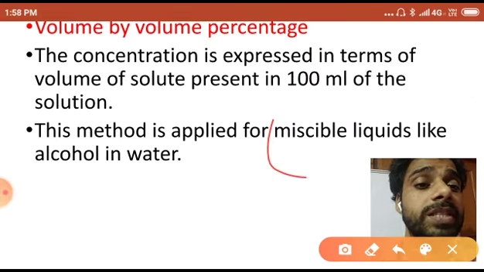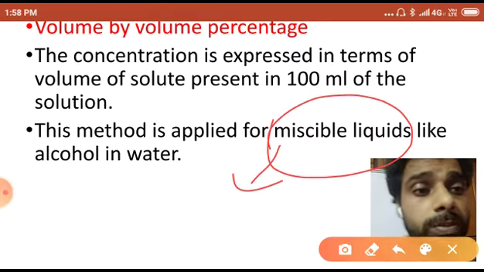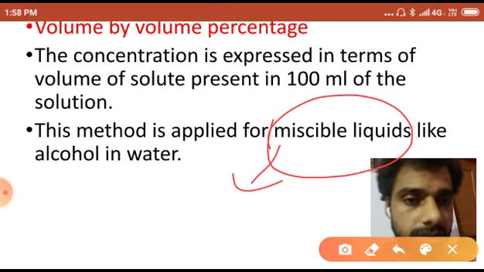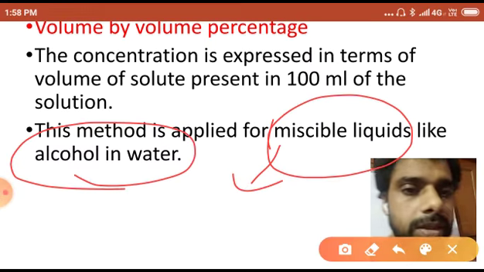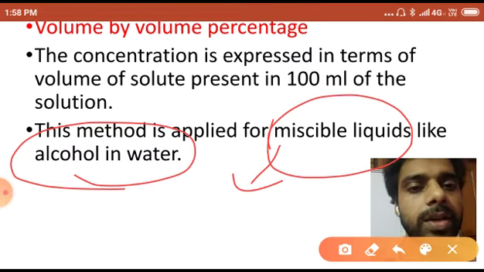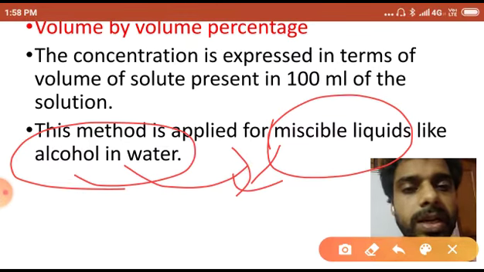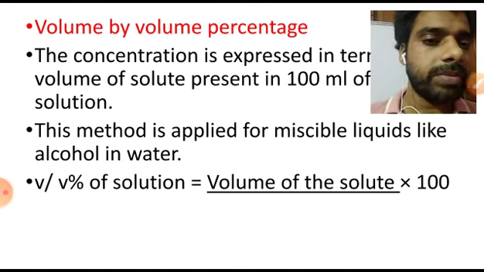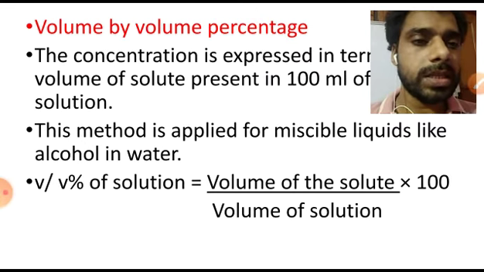What does it mean, miscible liquids? Those liquids, or two or more liquids, which completely mix into one another. Alcohol in water is one example. Glycerine in water is another. So these are some examples of miscible liquids. I hope you have understood. Here the formula is given: v by v percent of solution is volume of the solute upon volume of the solution, and that's it.